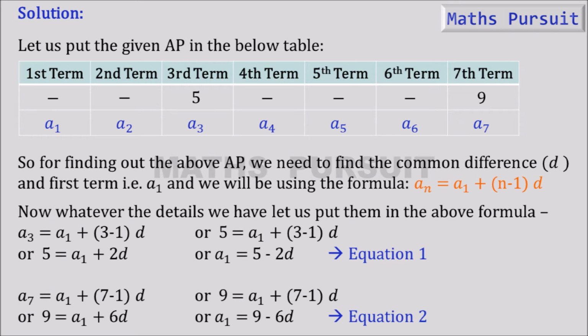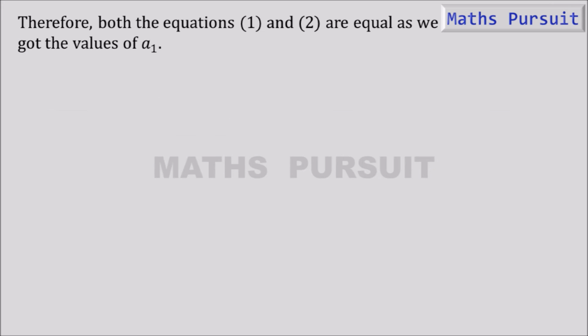Let us name this one as equation 2. Therefore both the equations 1 and 2 are equal as we got the values of A1. So we can write, guys, if we look into equation 1 and equation 2, we got A1 is equal to 5 minus 2D and A1 is equal to 9 minus 6D. As both the equations are A1, so we can say that equation 1 is equal to equation 2.